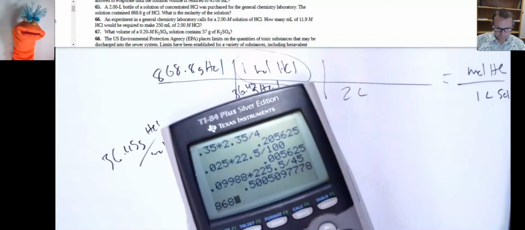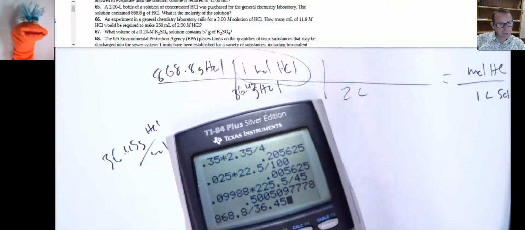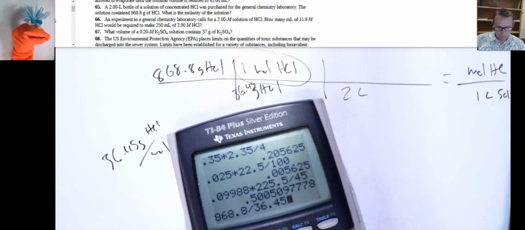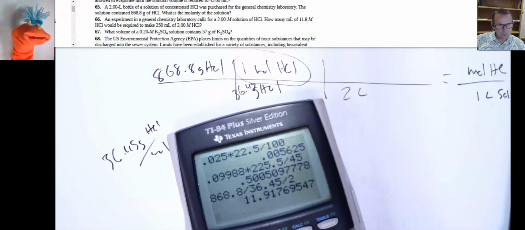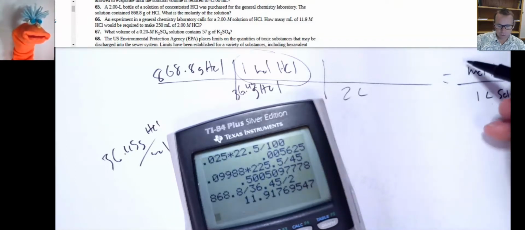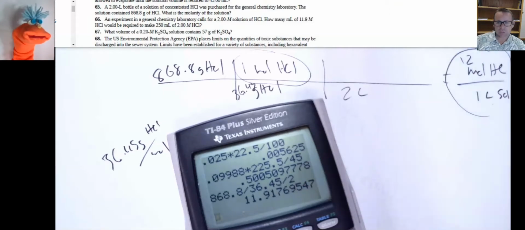868.8 divided by 36.45. So that's the grams of HCl, and now we're trying to convert it to moles? Yeah, we converted it to moles. Now we just divide by 2, and that should be our volume of solution. So it looks like our concentration is about 12 molar HCl. And that's the concentration of concentrated HCl.